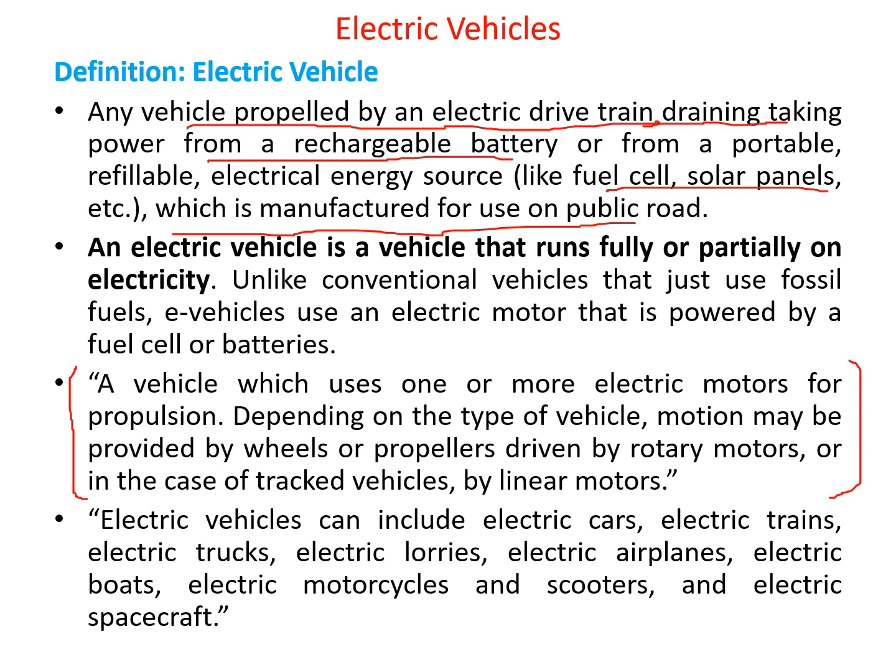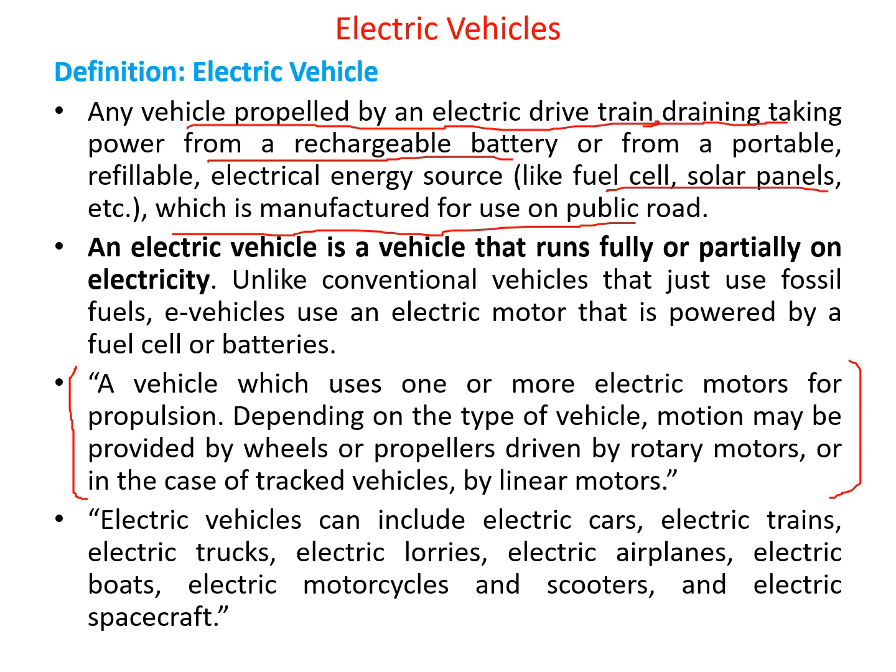Next, coming to this definition: an electric vehicle is a vehicle which uses one or more electric motors instead of fossil fuels. It is just an alternative source to the engine. Here conventional vehicles use fuels, whereas e-vehicles use electric motors for the propulsion, for the movement of the vehicle.